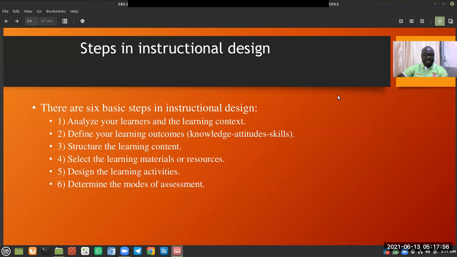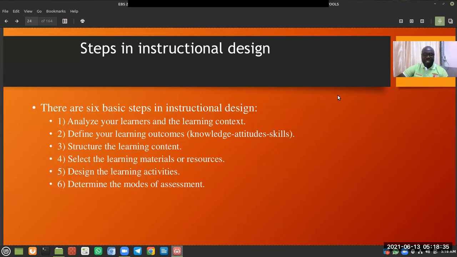Next, each lesson that we teach or each lesson that we design for the purposes of teaching may have peculiar material needs or resources that we need. So you may have to think about these and then select the appropriate materials and the appropriate resources that would make the delivery of that lesson a reality, a success.